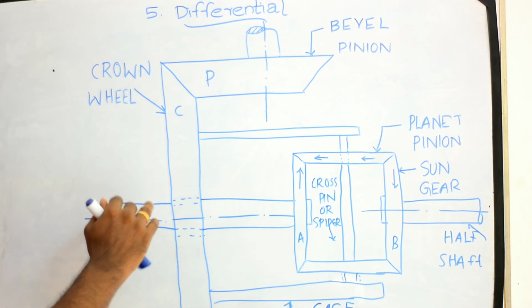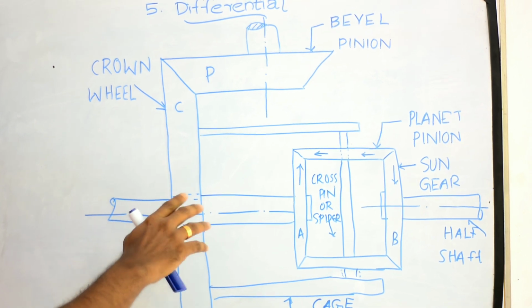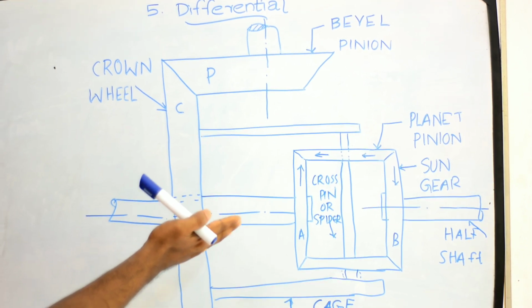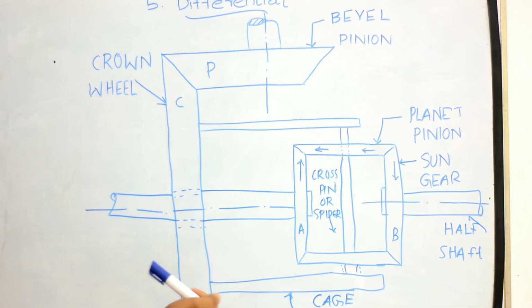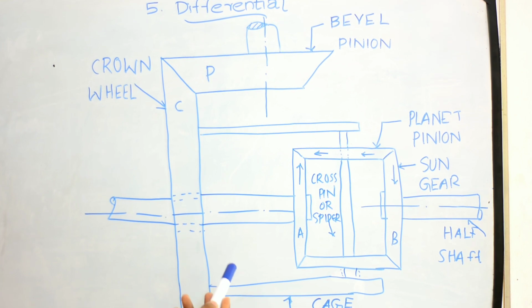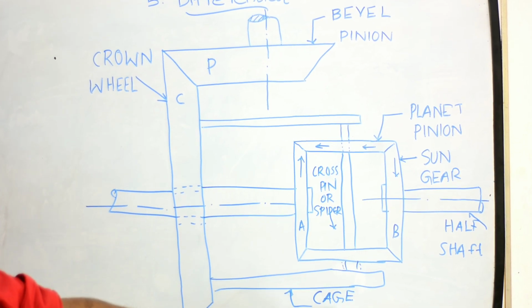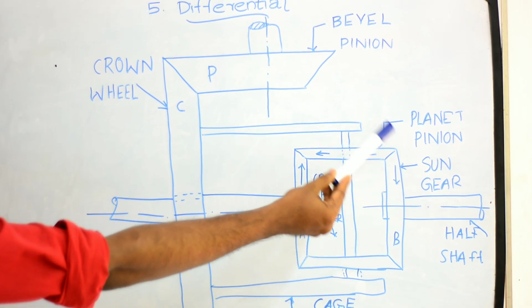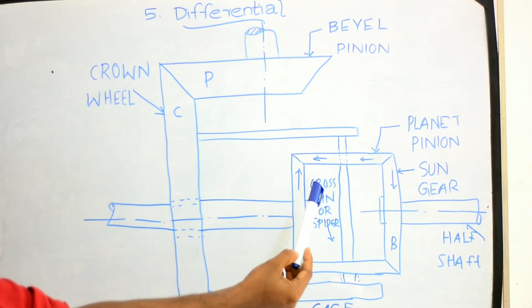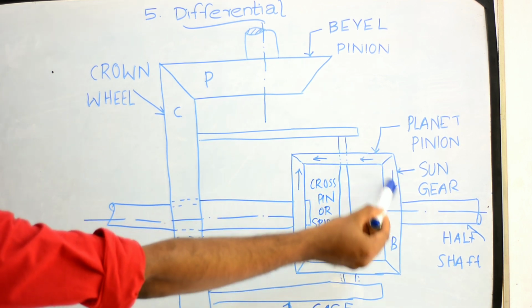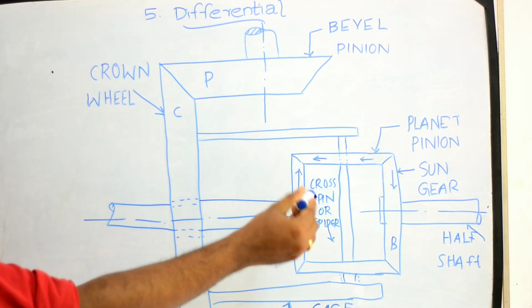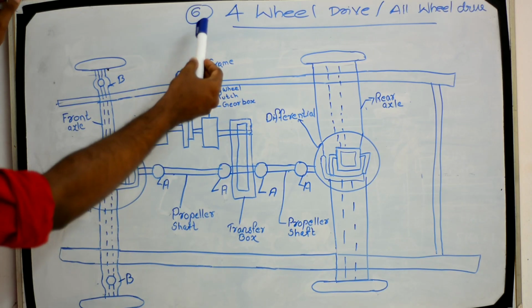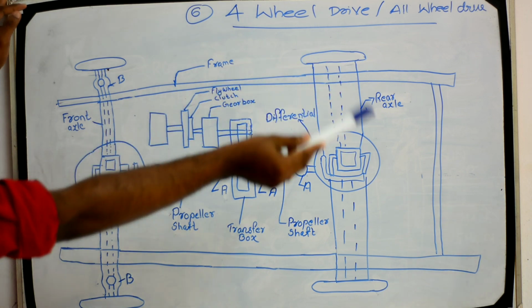When the vehicle is going straight, the cage and the inner gears rotate as a single unit, so both half shafts will be at the same speed. When the vehicle is taking a turn, the cage is stationary. The turning of one sun gear causes the other to rotate in the opposite direction at the same speed. That is about differential.